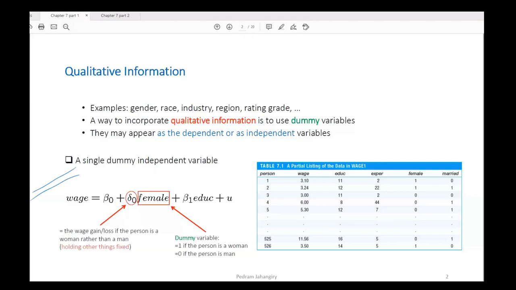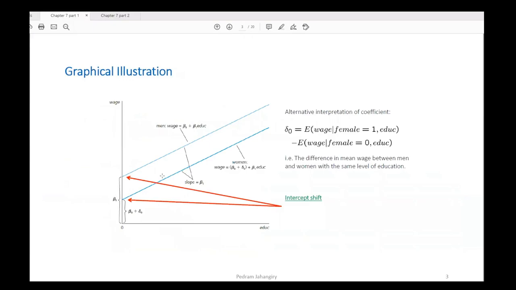The slope is the same. The slope is going to be beta 1 in this example, and the intercept is going to be different. So let's go over the next slide. So this is what I was talking about, right? So the first one, we were talking about men.